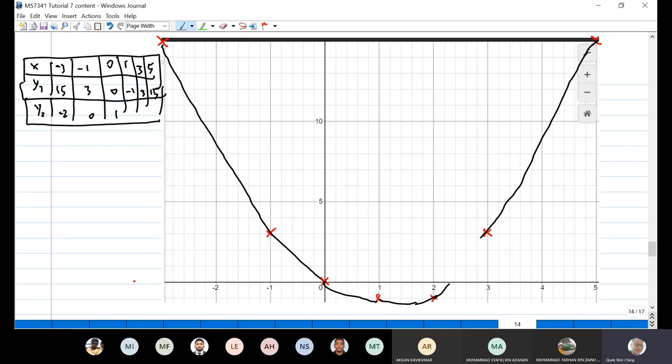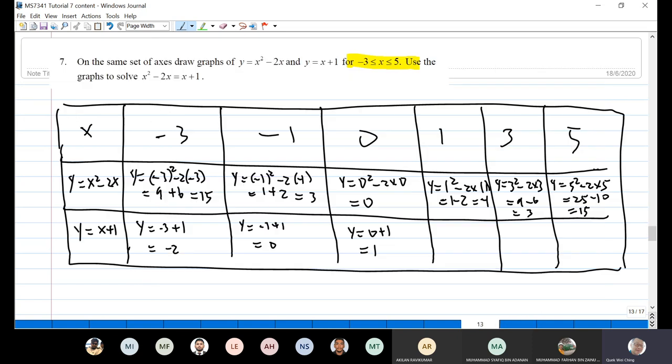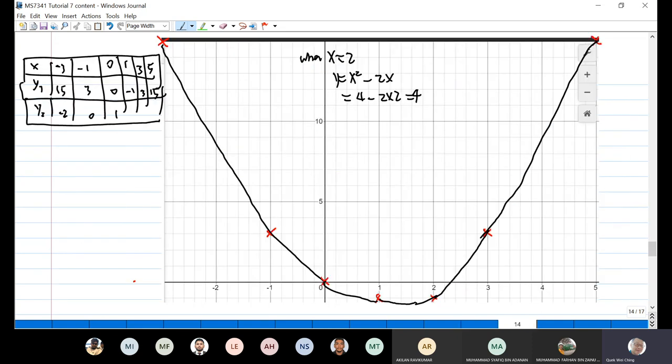So, okay, where x equal to 2, and check whether this is correct or not. x equal to 2. y equal to x square minus 2x here. 4 minus 2 times 2 is 0. Okay, I think it's this one, right? So again, 0, whether it's correct. So it's actually 0 here. So this point should be 0 here. So it's not correct anymore.